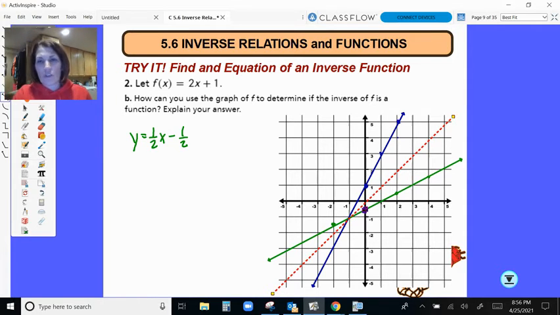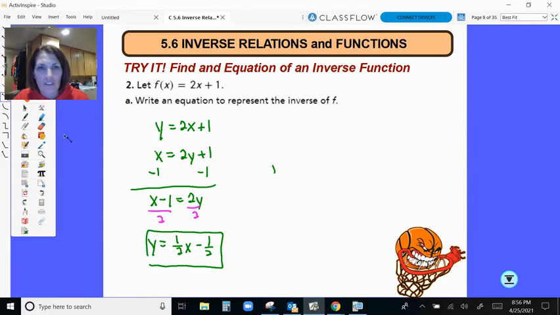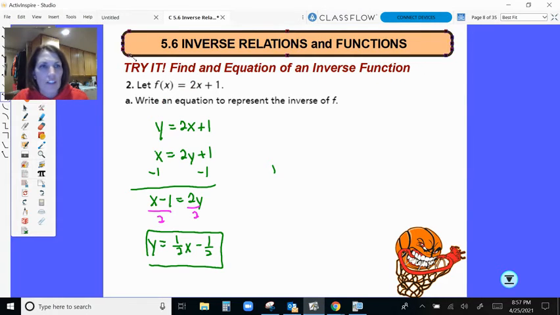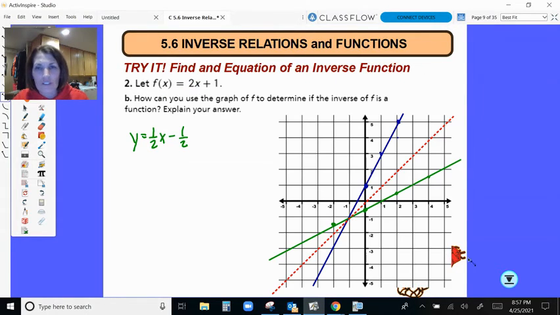Is there a one-to-one reflection around that line y equals x? There is. So remember back over here, go back to our graph. It intersected on that graph right there, right? So that's how you graph the line of reflection and how you tell it's a function.